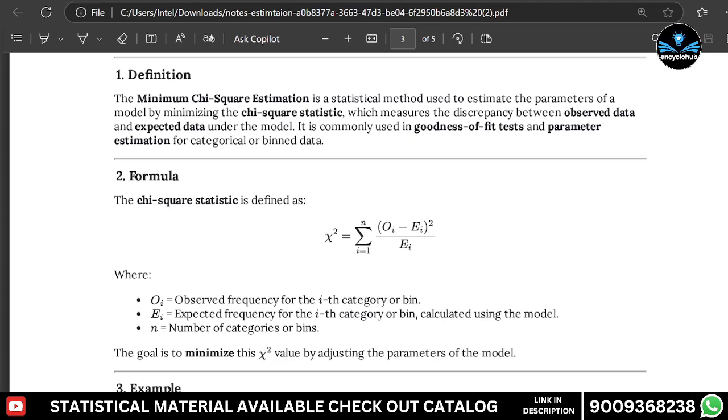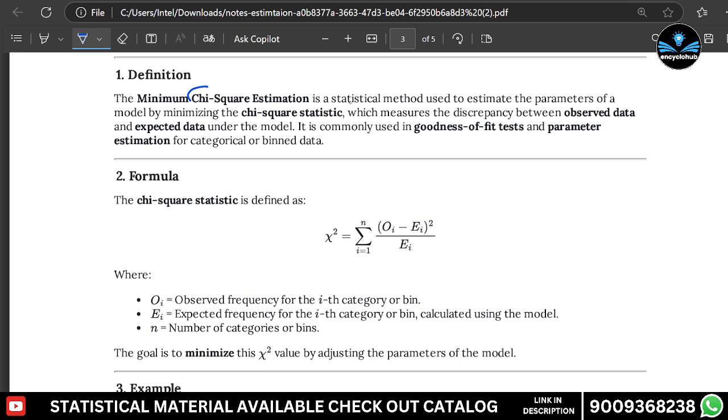In this video, we will discuss the minimum chi-square estimation method. Like in the maximum likelihood estimator we are finding the parameters, similarly, in this method we also estimate the parameters of the models. So now let us discuss the method of minimum chi-square estimation.